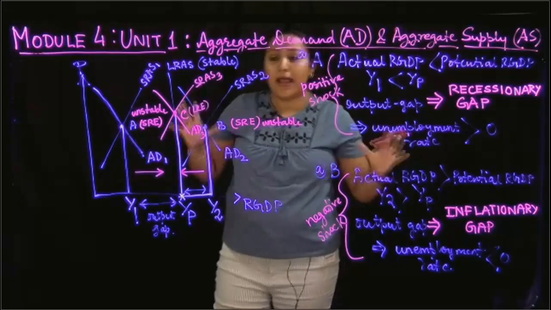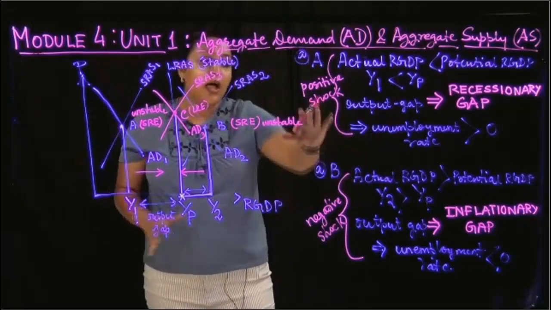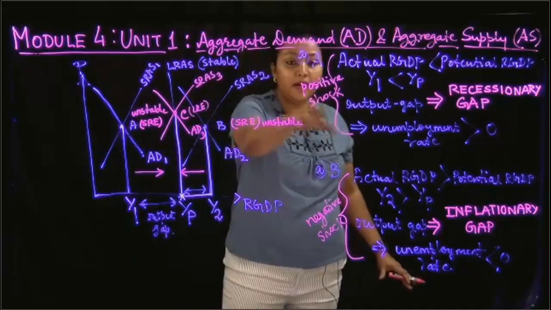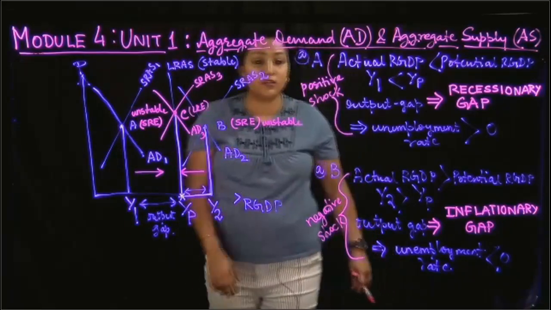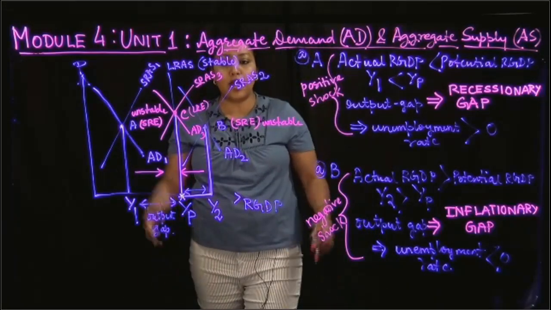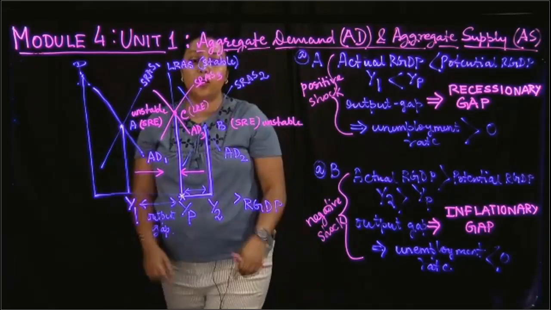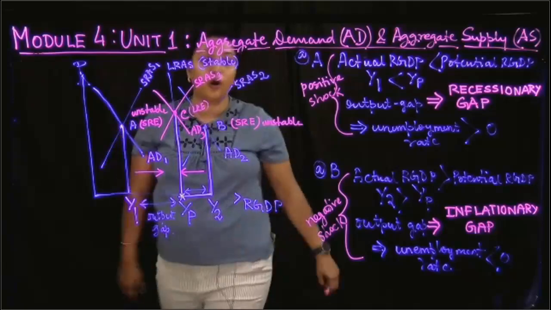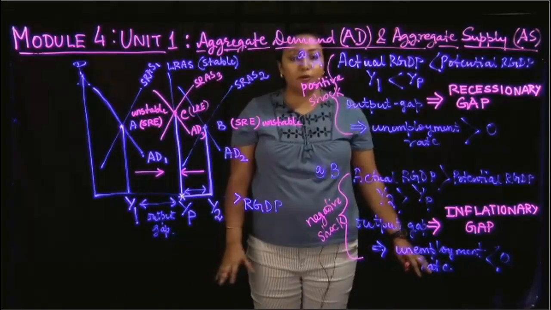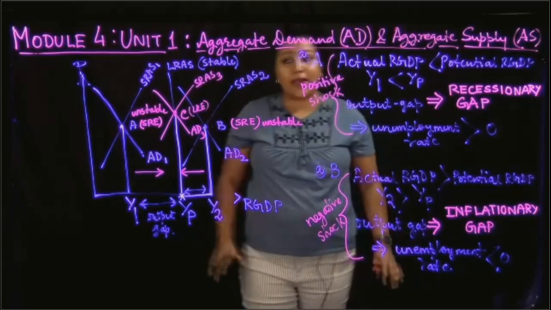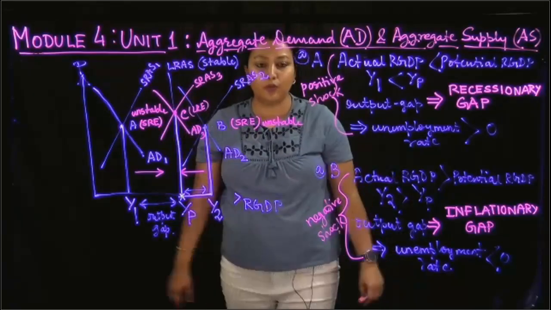Now, before I end the chapter, in the next video, I'm going to talk to you a little bit about the positive and the negative supply shocks, and I will also talk to you about the adjustment process of the economy from the short run to the long run equilibrium. That is what I'm going to do in the next video, and that will end module 4 unit 1 for us.